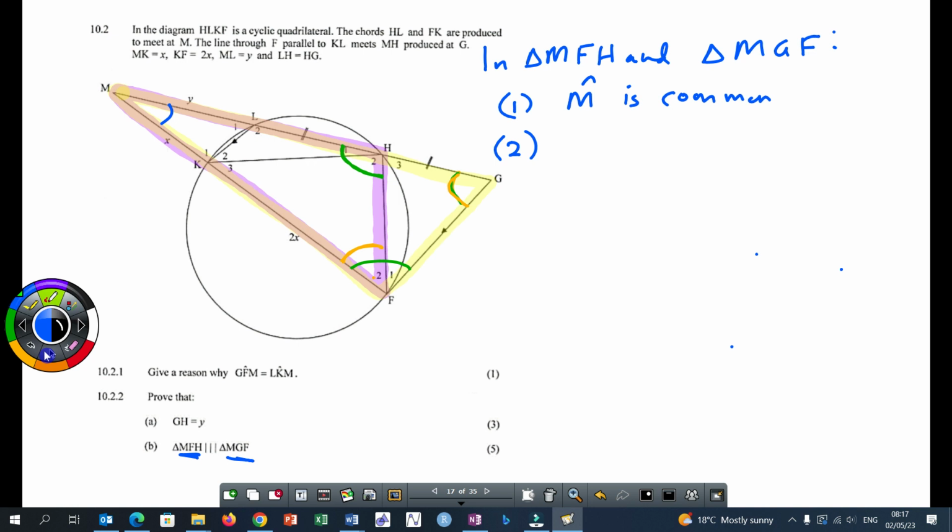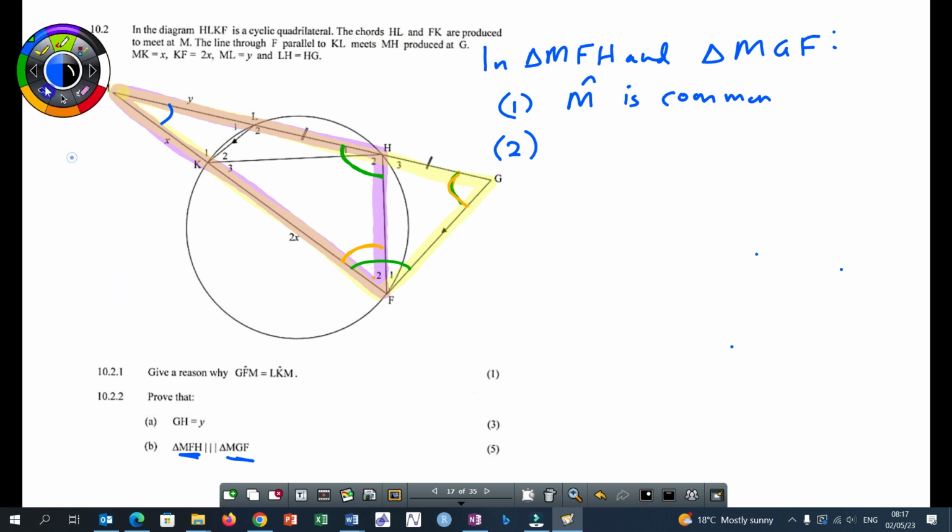In my case, I would just prove that K1 is equal to angle H1 plus H2, because K1 is an exterior angle of a cyclic quad. K1 is equal to H1 plus H2, but at the same time, K1 is equal to angle F1 plus F2. Therefore, these two are going to be equal. So we start with the exterior angle of a cyclic quad first. I don't know how you approached it, but that's what I did.